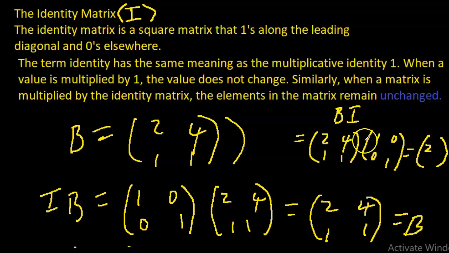Then you apply 2, 4 to 0, 1. So 2 times 0, 0. Plus 4 times 1, 1. So it's 4. Then you apply 1, 1 to 1, 0, we get 1. And you apply 1, 1 to 0, 1, you still get 1. So whether it's IB or BI, you still end up with B. So in this case, it's commutative when you're using the identity matrix. IB is BI. So in the same way, AI is IA, and so on and so forth.